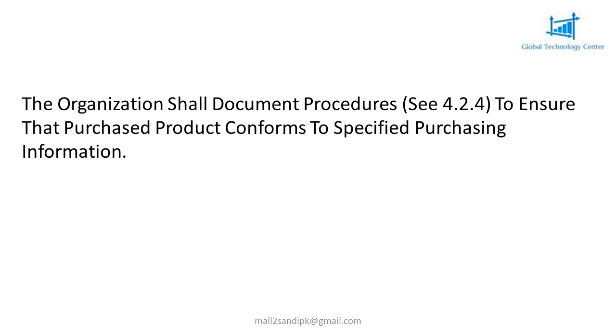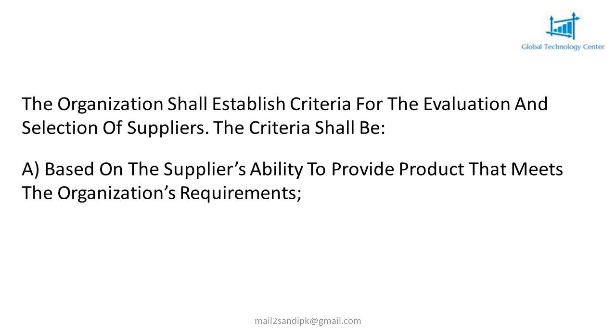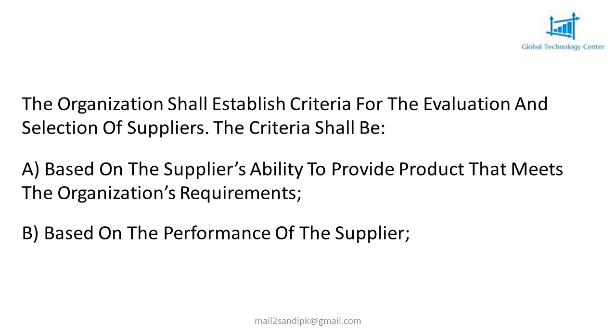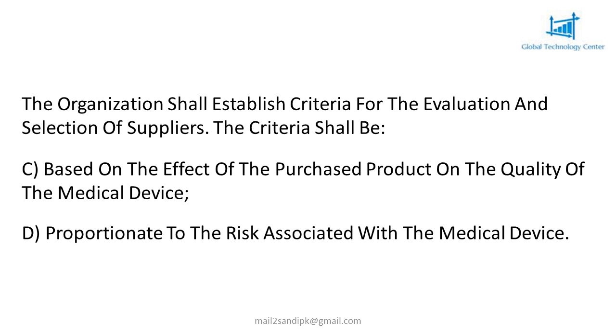The organization shall document procedures to ensure that purchased product conforms to specified purchasing information. The organization shall establish criteria for the evaluation and selection of suppliers. The criteria shall be: A. Based on the supplier's ability to provide product that meets the organization's requirements. B. Based on the performance of the supplier. C. Based on the effect of the purchased product on the quality of the medical device. D. Proportionate to the risk associated with the medical device.